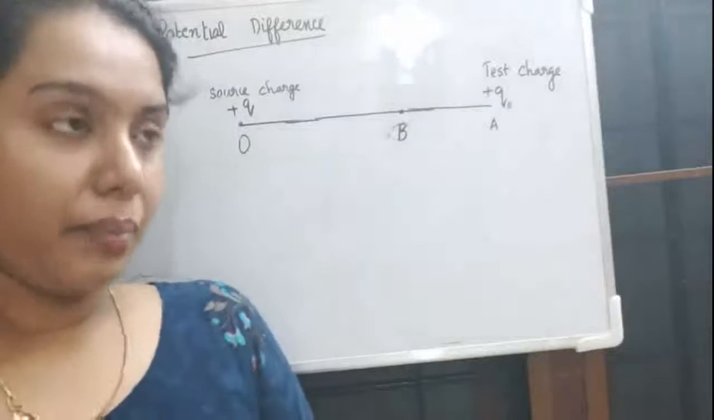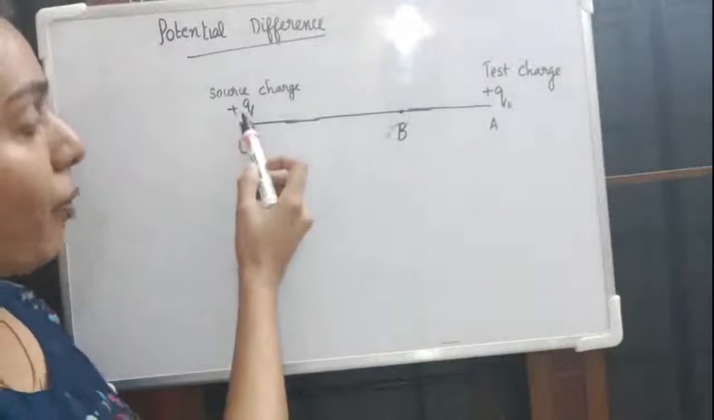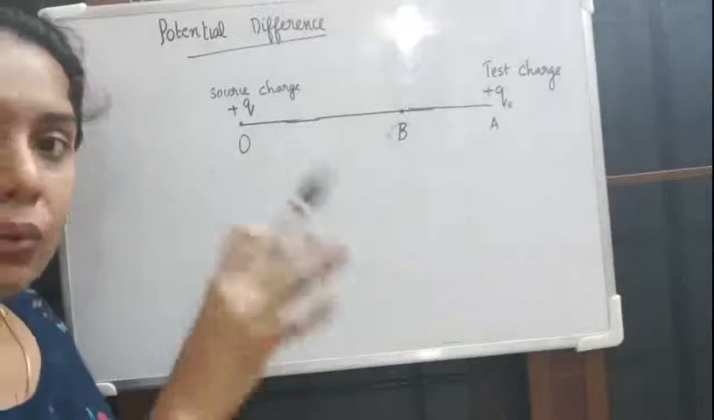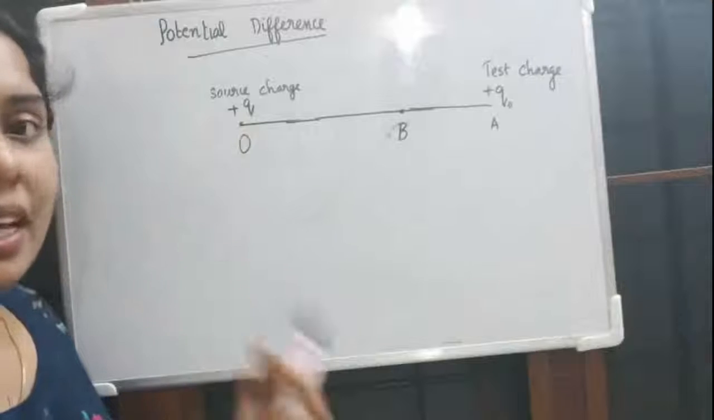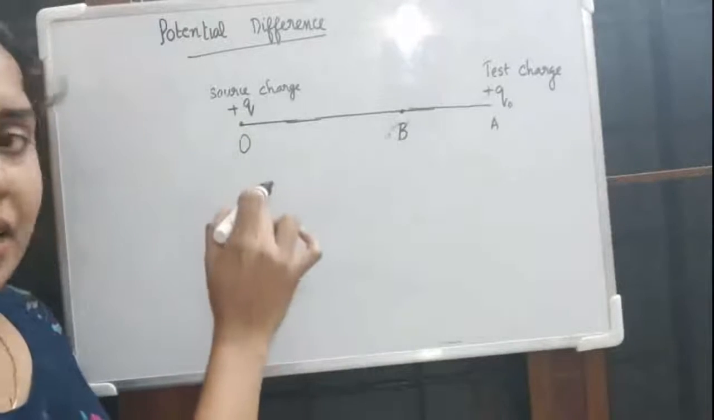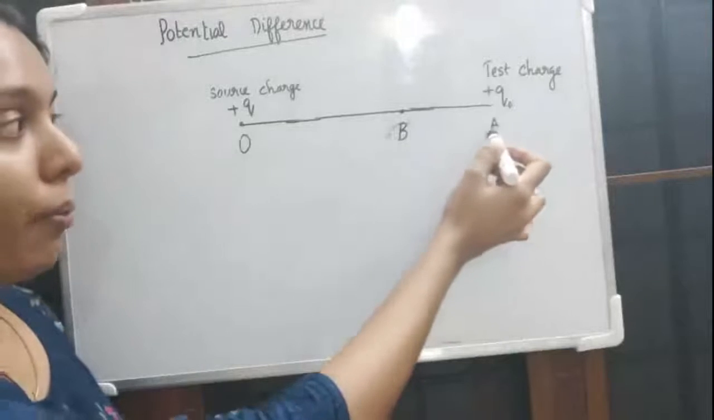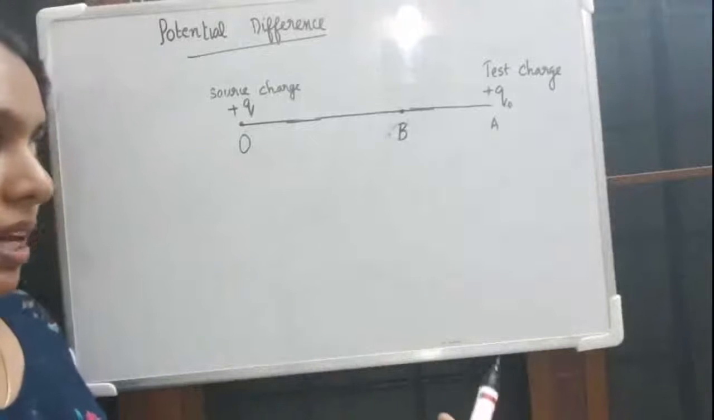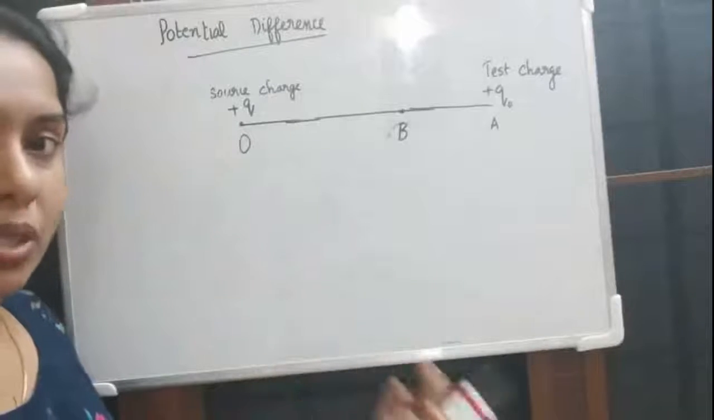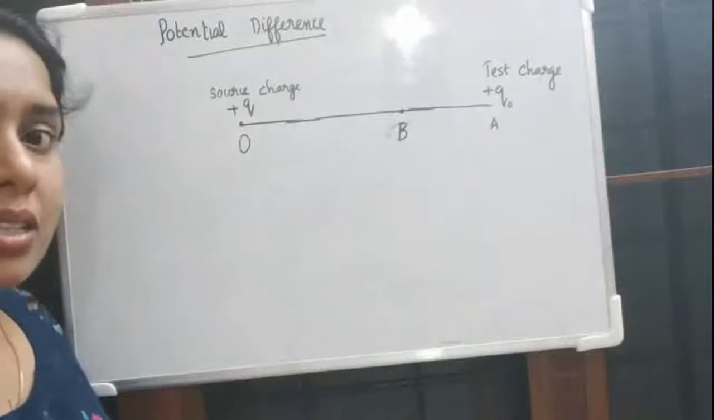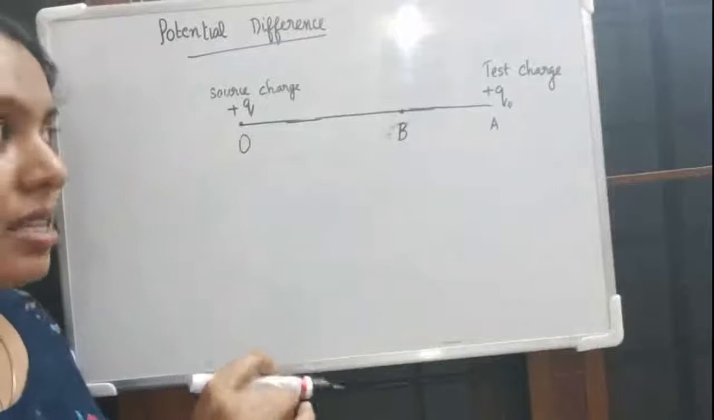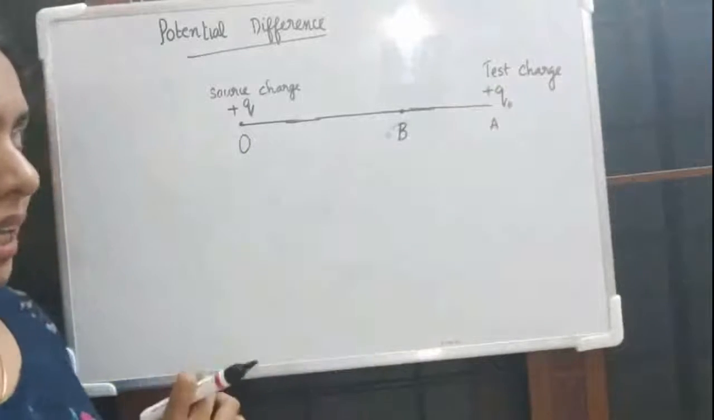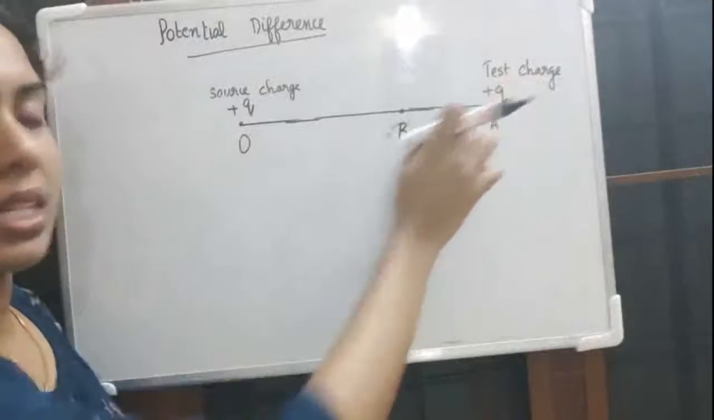Now consider this figure. A point charge plus Q is located at the point O, and we know around that positive charge we have its electric field. In that electric field we consider 2 points, point A and point B, and we place another positive charge. We can say that is a unit positive charge, that is, a positive charge having 1 coulomb as its magnitude, and that charge is placed at the point A. Then what will happen to this positive charge?